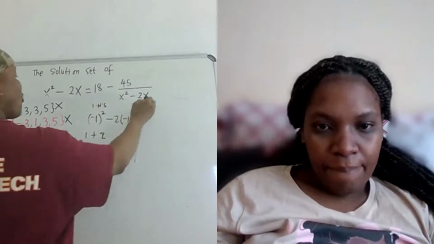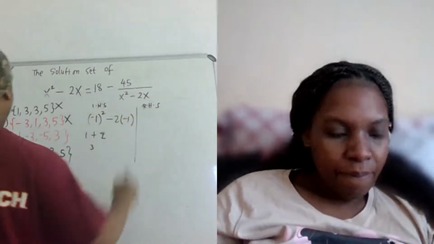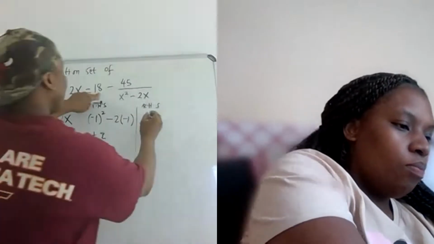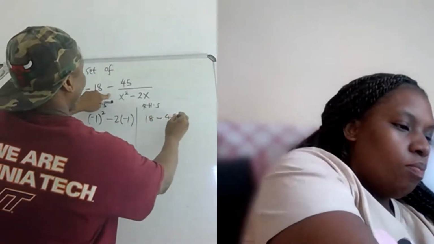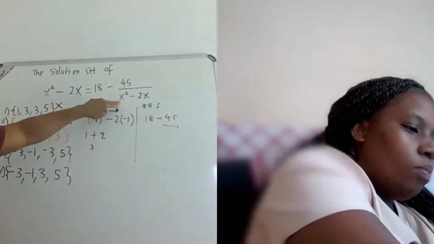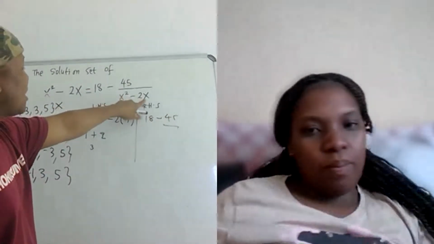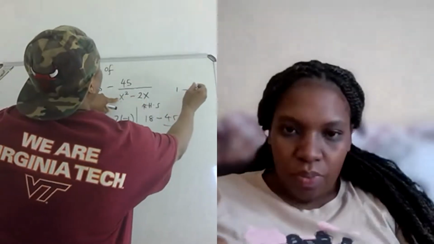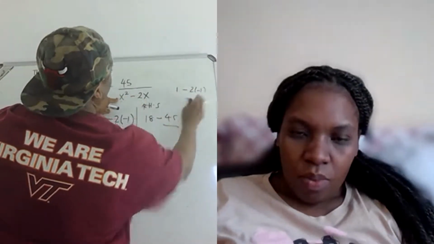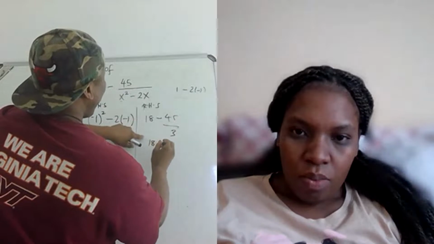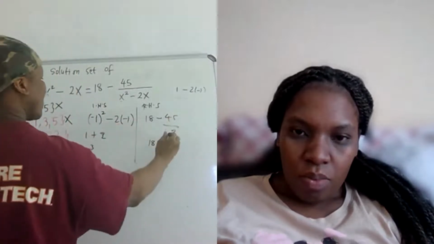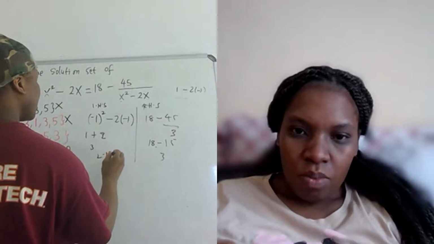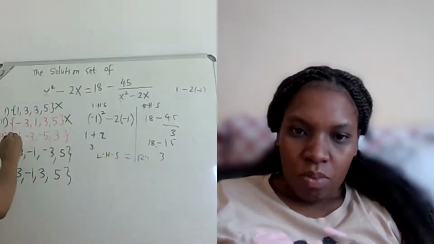Now we want to go right hand side. If you put -1 here, it's okay. 18 minus 45 over (-1) square, which is 1, minus 2 times -1, which is +2, so 3. So 18 minus 45 divided by 3 equal to 15, and this is going to give us 3. Yes, left hand side equal to right hand side. So this one is true.